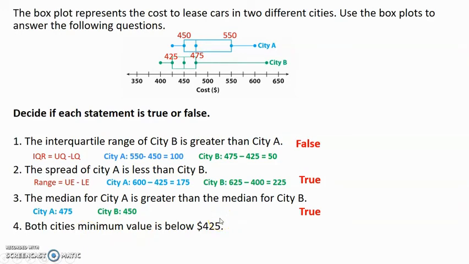Both cities' minimum value is below $425. Okay, so we're going to look for the smallest number on the box plot, which is where it starts. For city A, it starts at 425. For city B, we start at 400. Now we have to be careful. It says it has to be below 425. Well, city B is below 425, but city A is equivalent to 425. So in order for this statement to be true, it would have needed to say both cities' minimum value is less than or equal to 425. So this is going to have to be false.